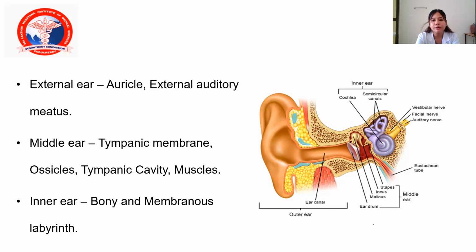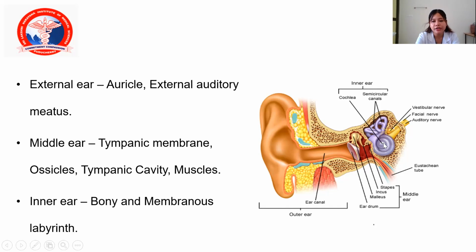So starting from the tympanic membrane, then the malleus, incus, and the stapes, these are the ear ossicles. Then the tympanic cavity and the muscles associated with the ear ossicles, these are tensor tympani, which is associated with the malleus and incus, and the stapedius muscle, which is associated with the stapes. So these structures are the components of the middle ear.